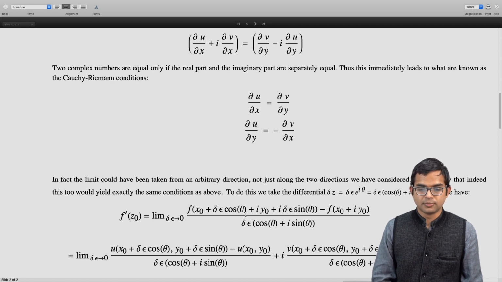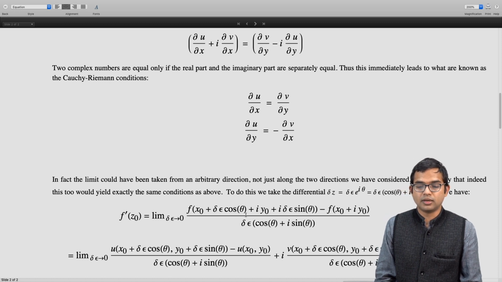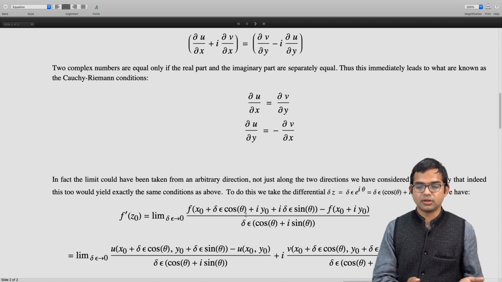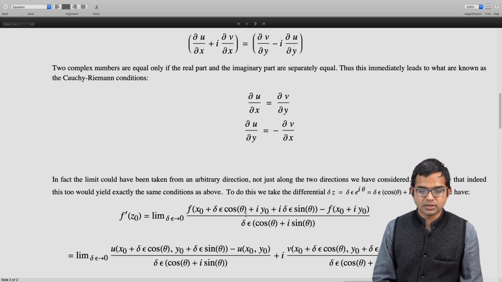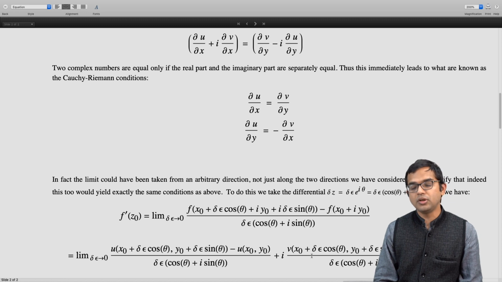Conveniently, first of all we'll write f in terms of u and v, and then I will collect terms so that u's appear in the first term and v's appear in the second term, right? So I have merged a couple of steps into one, and so I have u of x naught plus delta epsilon cos theta comma y naught plus delta epsilon sine theta minus u of x naught comma y naught divided by this differential element, and then plus I times v of x naught.